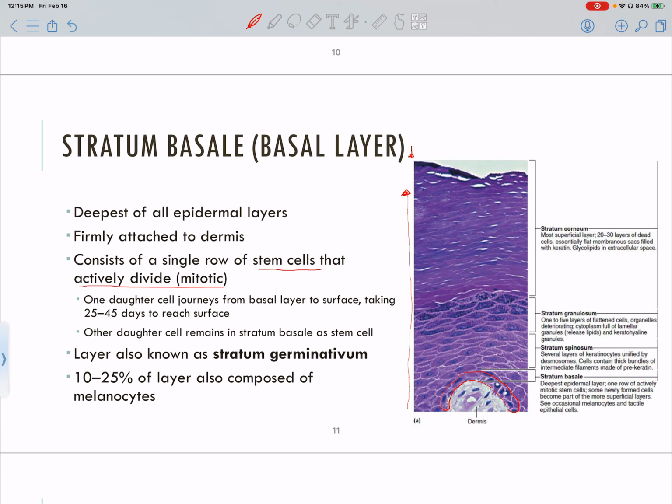The bulk of this layer are going to be the melanocytes. So the melanocytes are going to be there to produce and pump out melanin into those melanosomes so that we can push them into the keratinocytes as they're formed.